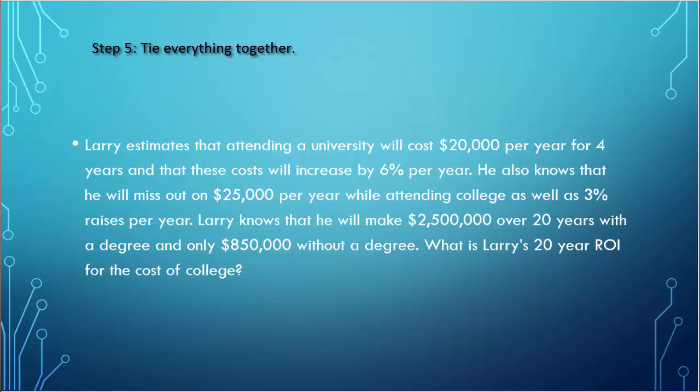Step 5. Tie everything together. We know the total cost of education, so that is our investment in education. PV equals negative $192,083. Make sure you use the negative sign here because you are investing in your education. Cash outflow. The future value is the $1.65 million profit that you calculated in Step 4. The question asks you for a 20-year ROI, so we know that N equals 20. The last step is to calculate the rate, I over Y, which is the return on investment for education. Did you get 11.35%?